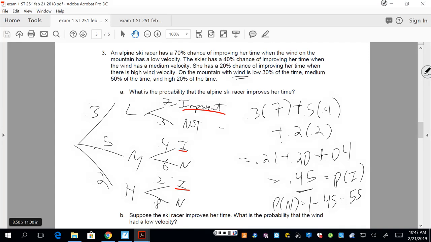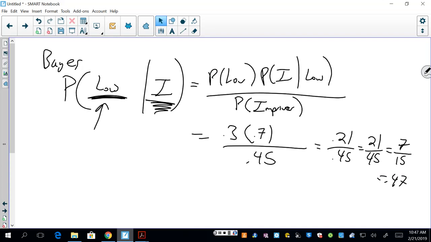So that's why, could you go back to the others? Yep, yeah. So over on the other side of the equals, that's why it's 0.7. Yeah, that's why this is the conditional one here. There's 30% were low. Given that you know it's improved, that thing's in the denominator. So there's a 45% chance of improvement. And now what's the probability out of that? What fraction of that goes to the low side, the low wind? Good.